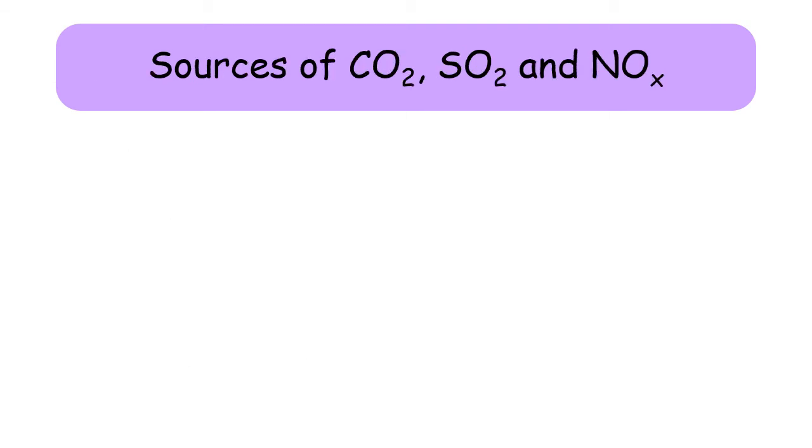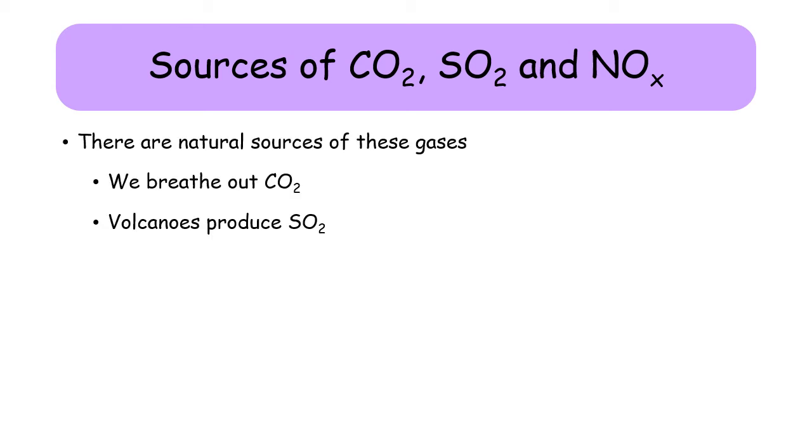Now, where do we get carbon dioxide, sulfur dioxide, and nitrogen oxides from? Well, there are some natural sources of those gases. So for example, every time we breathe out carbon dioxide, and every animal, in fact, every living thing produces carbon dioxide. Also, volcanoes are a big source of sulfur dioxide. But these are things that the planet has naturally dealt with for centuries.